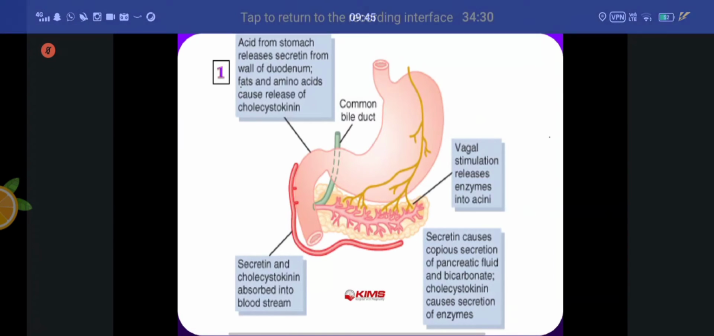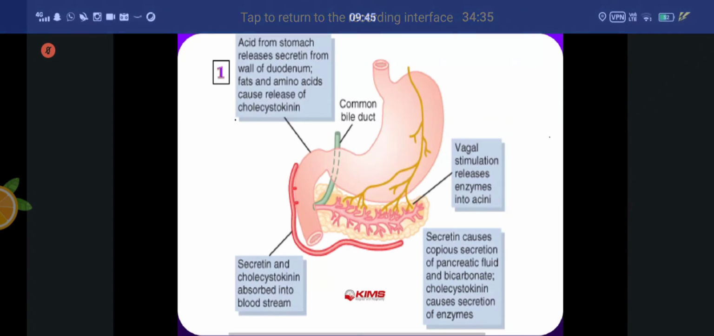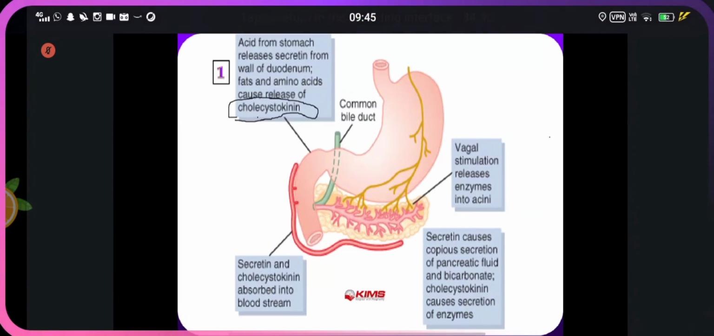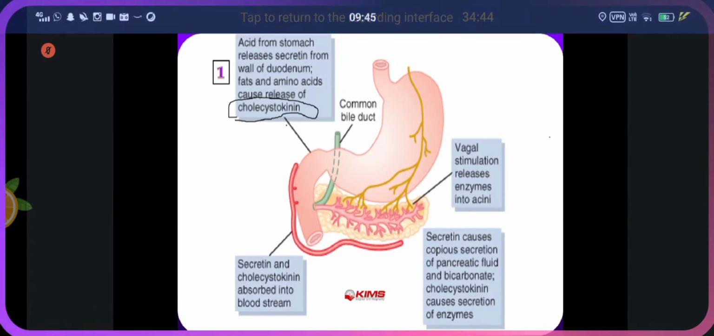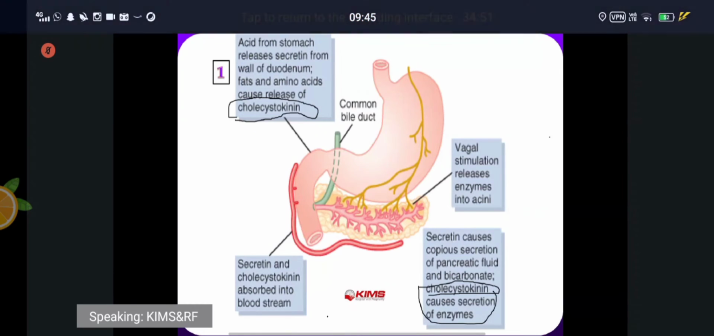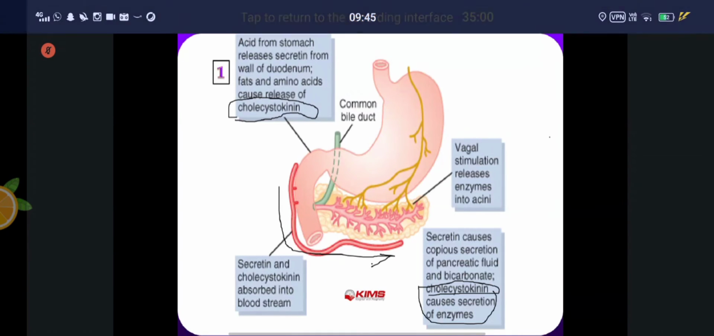So that ultimately you're going to get the cholecystokinin, okay. Then this cholecystokinin comes down here. It's called secretion of enzymes. It is a hormone, it is absorbed through blood and conveyed to the pancreas. That is the route.